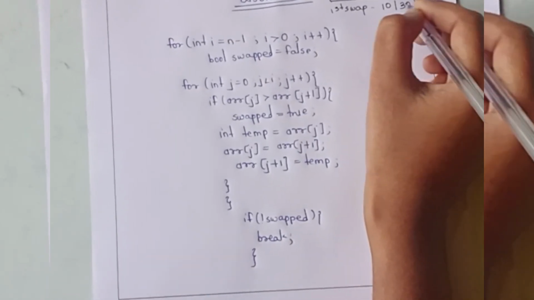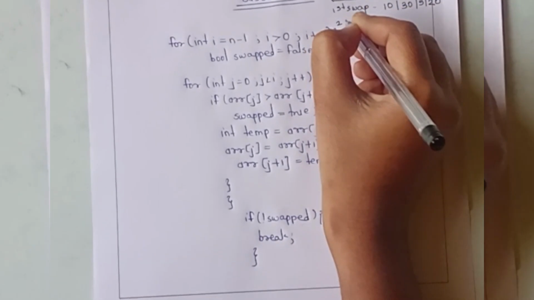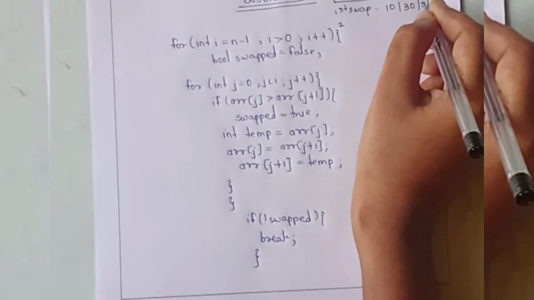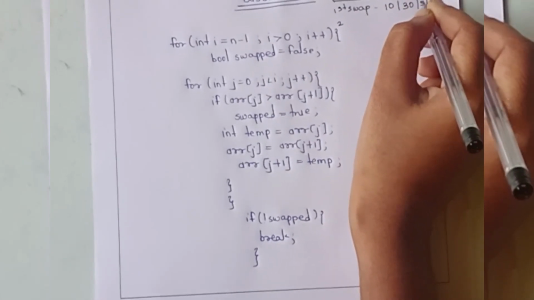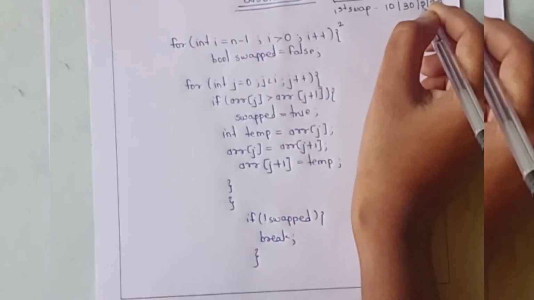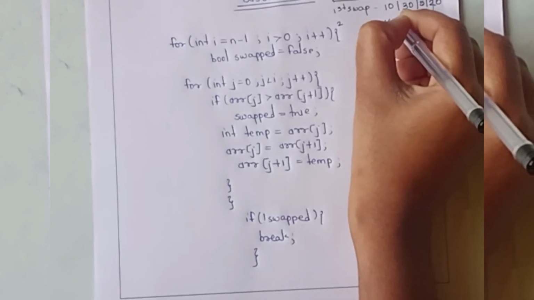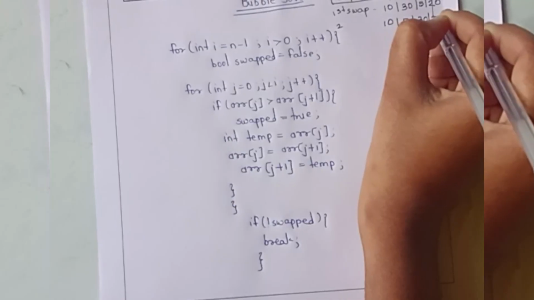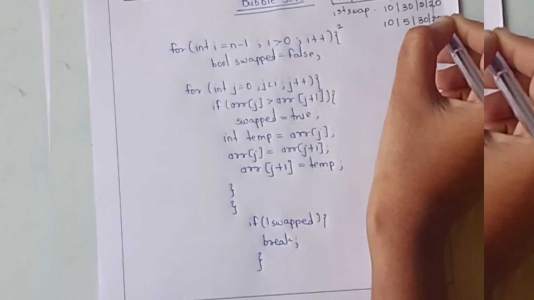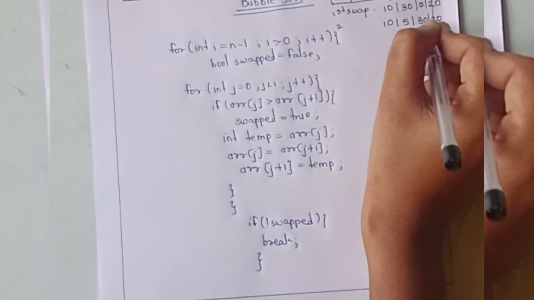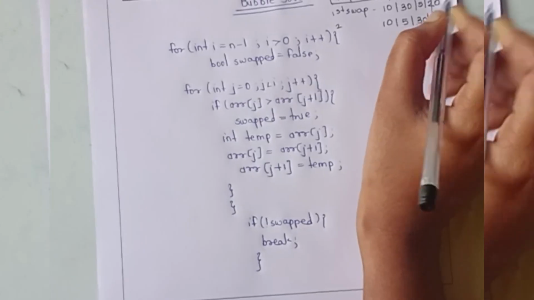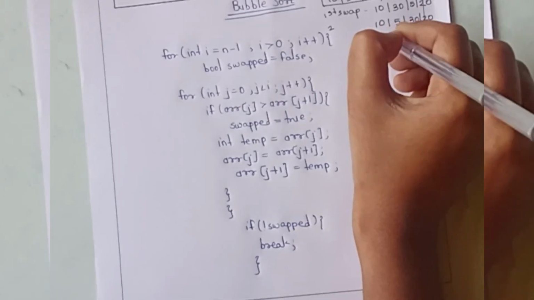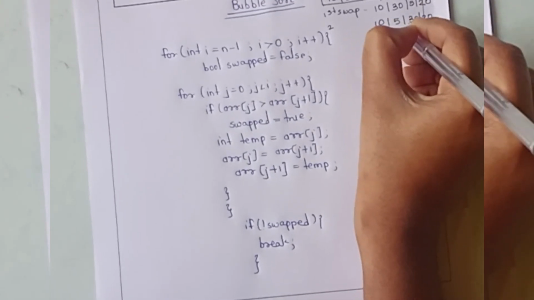Then again it will check if the 5 is greater than or smaller than 30. So it is smaller than 30. So then in the second swap it will be swapping these numbers, 30 and 5. Again it will see, is 20 smaller than or greater than 30? So it is smaller than 30. So it will swap this.